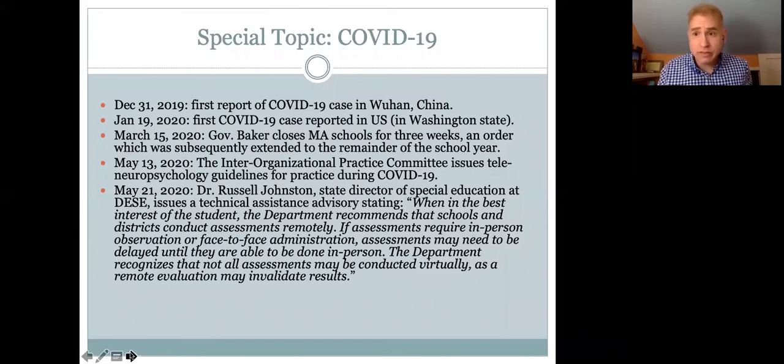Other states had a very different take. Maine, for example, did exactly the opposite. Said, okay, everybody is doing tele-assessment, and if you as a district are not set up to do it, we'll give you state funds to set up. So very different responses in different states about whether it was going to be permissible within the context of special education to be doing remote evaluation.